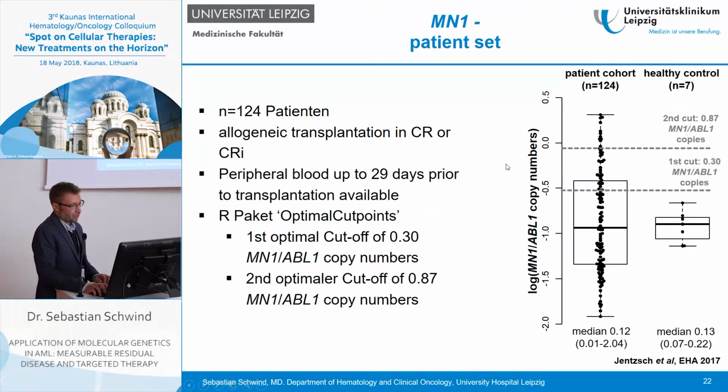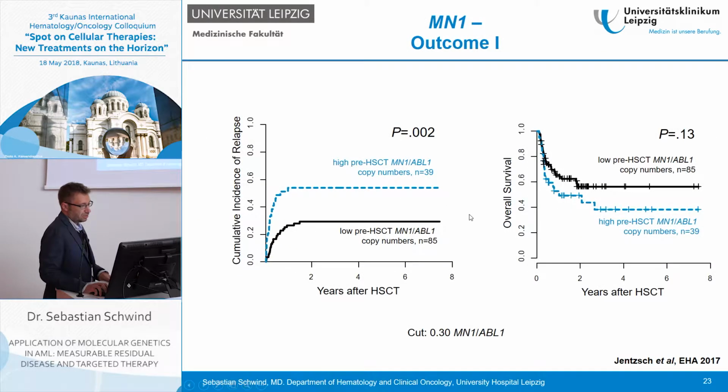So we did the very same thing that we did with the BALC gene, and we also used the same program to define a cut point here, which was again higher than the healthy control standards that we've seen. And this time we could also manage to build in a second cut point to isolate the topmost patients with the highest expression of MN1 at time point of transplantation. And if you do this, you get very similar curves.